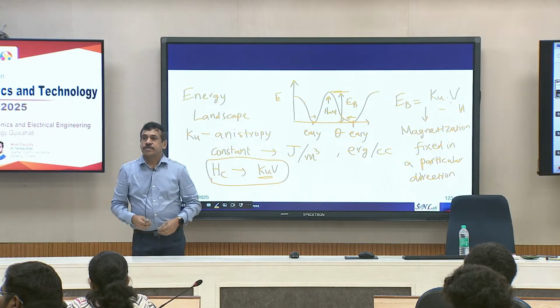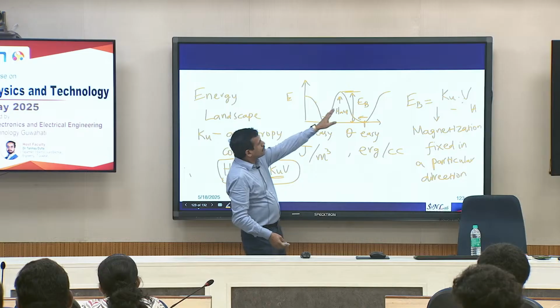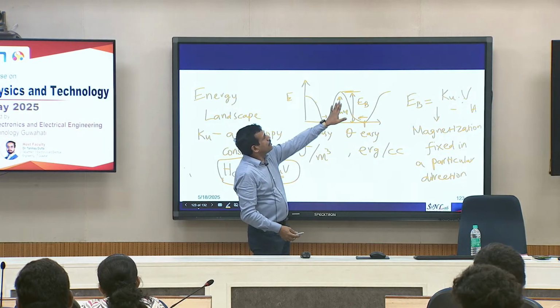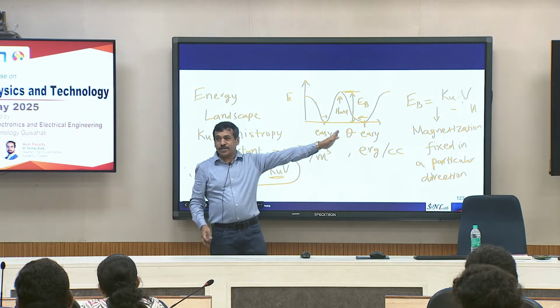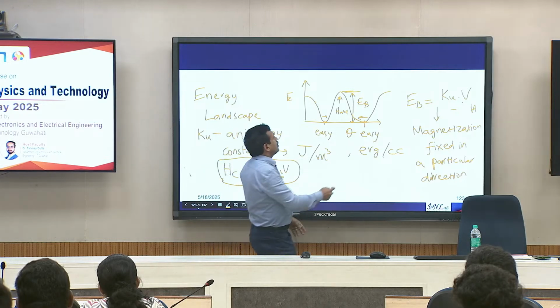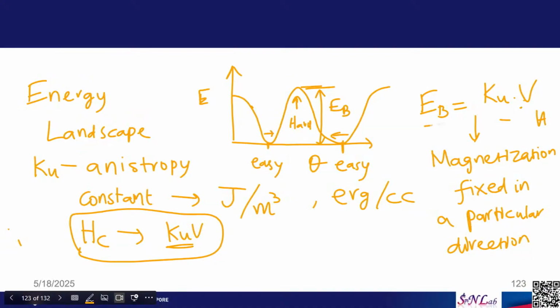I understand this energy diagram is for superparamagnets, those nanoparticles which do not interact with each other. Okay, superparamagnetism is another case. This is for any isolated particle. When you have an isolated particle, this energy barrier is KUV.